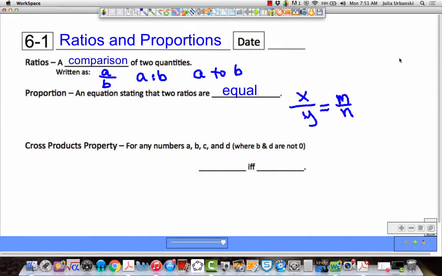All right, and then the last thing you need to know about this is that for any numbers A, B, C, and D where B and D are not zero, you can say that A over B equals C over D if and only if A times D equals B times C. See, looking at the way we set it up, we can cross multiply. If you're going to go diagonal, you're not making a fraction, you're making a product. You're multiplying A times D and C times B. And why is it that I said B and D cannot be zero?